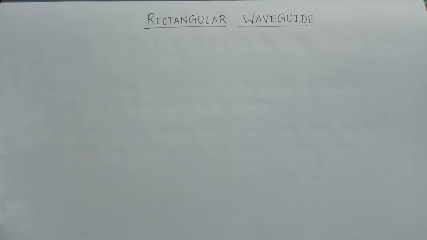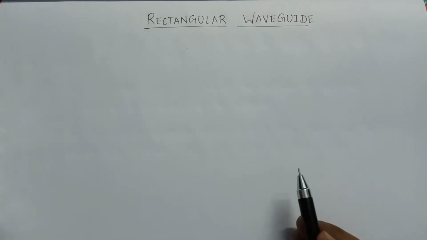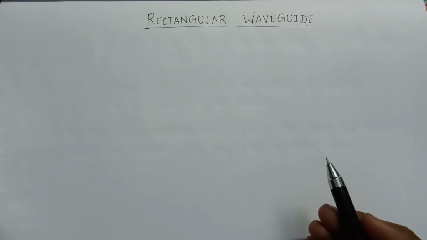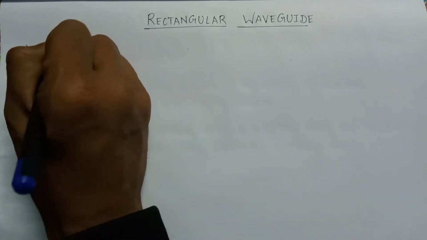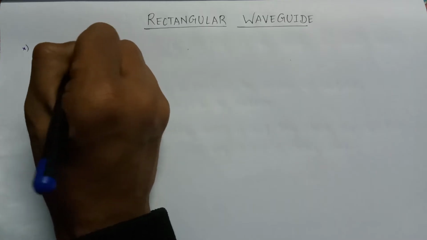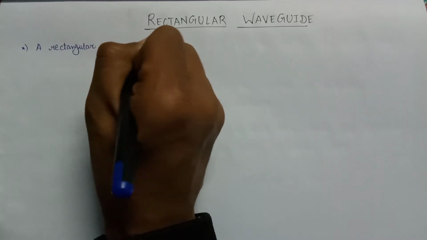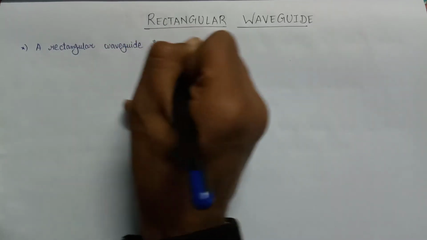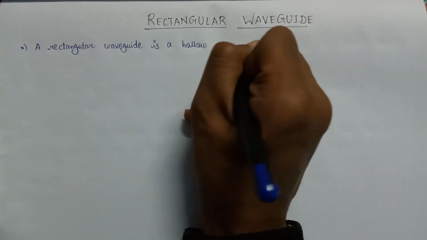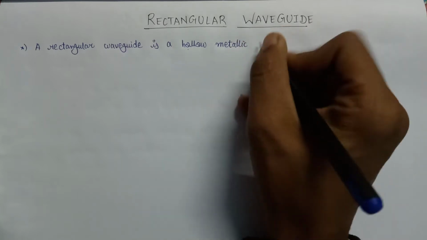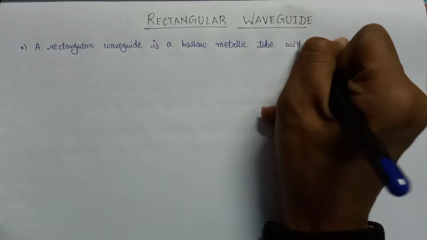Welcome all. In this lecture, we are going to discuss rectangular waveguide. A rectangular waveguide is a hollow metallic tube with a rectangular cross-section area.